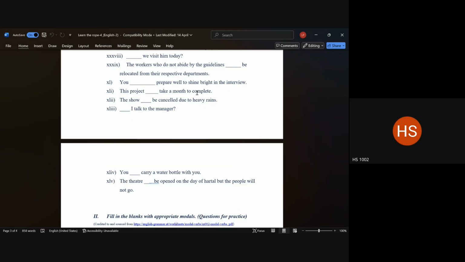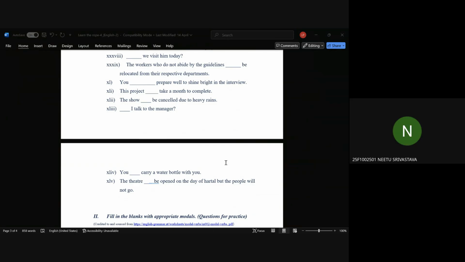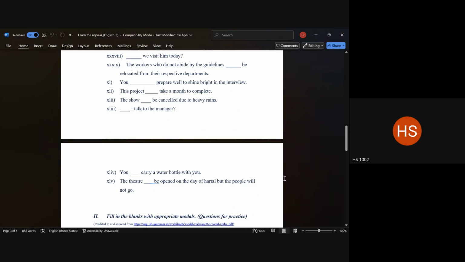Okay, how about the next one? The show dash be cancelled due to heavy rains. Might. Will. The show might be cancelled. Might or may, yes, both of them. You can say shall as well. Could also is a possibility there. You can say could as well. The show could be cancelled due to heavy rains. All of them indicate possibilities of varying degrees.